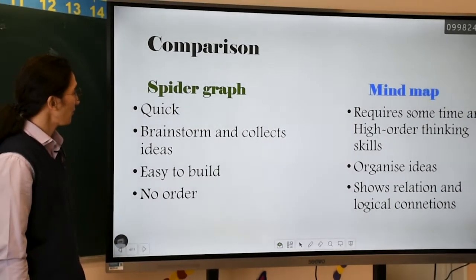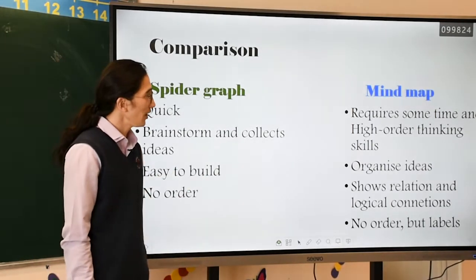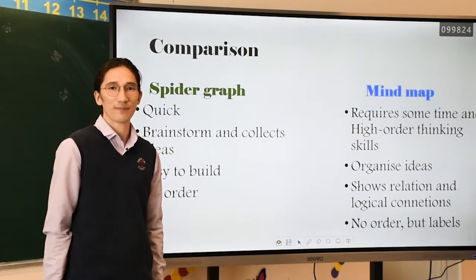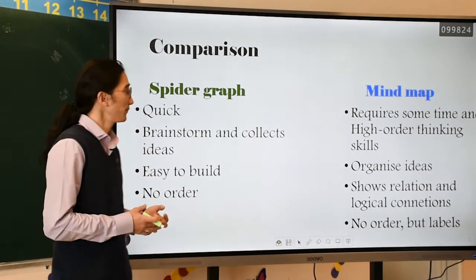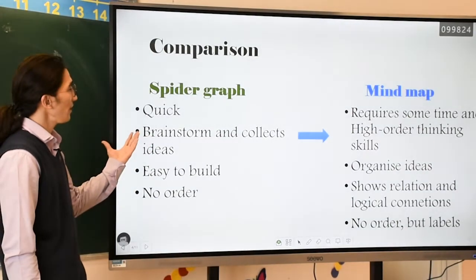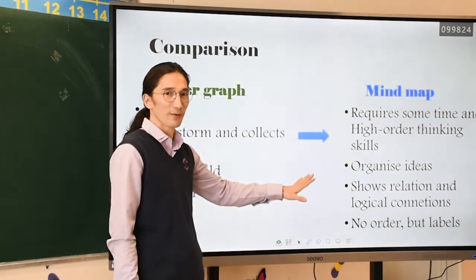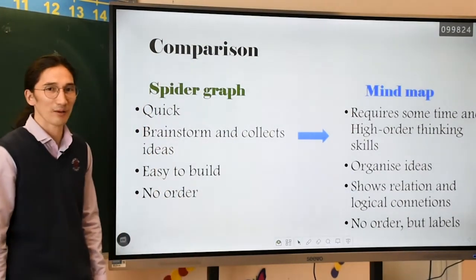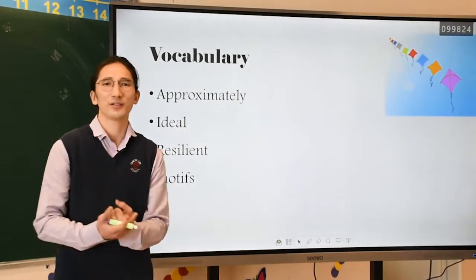And in the spider graph, there is no order. You can start anywhere you like. In the mind map, there is also no order, but there should be groupings and labelings. That's how it organizes the information. So, maybe you can start with a spider graph, but to digest your information from any type of text or information, you can move on to a mind map. That will help you to keep the information in your long-term memory.